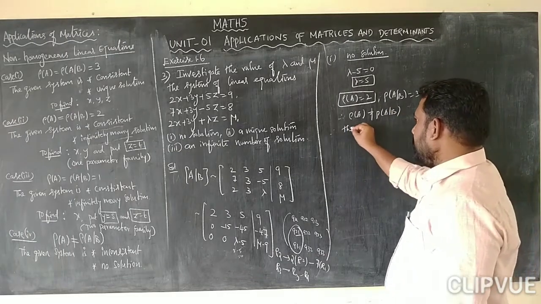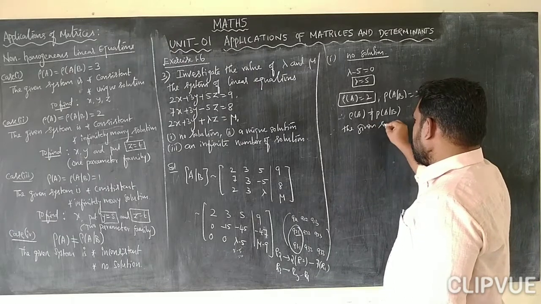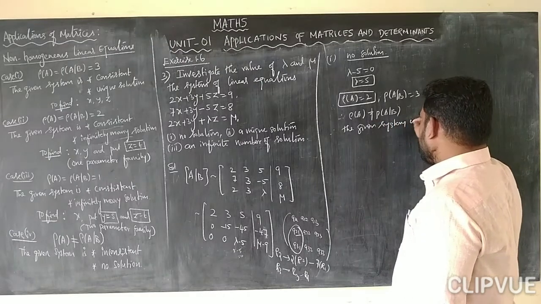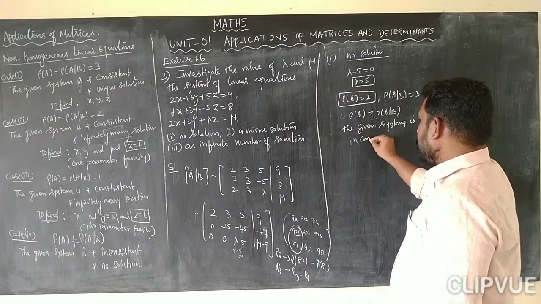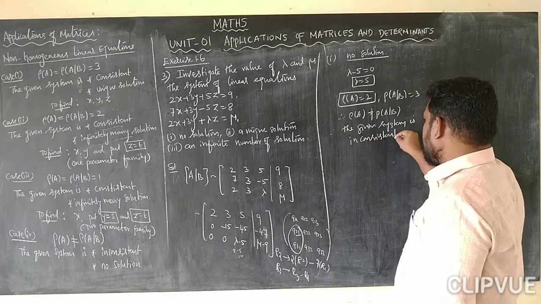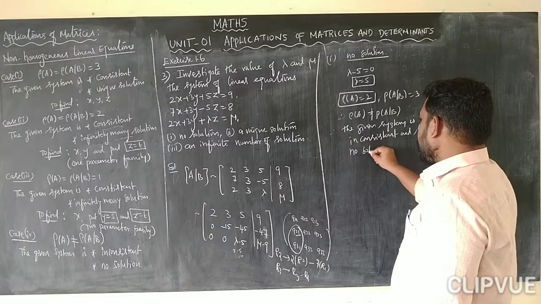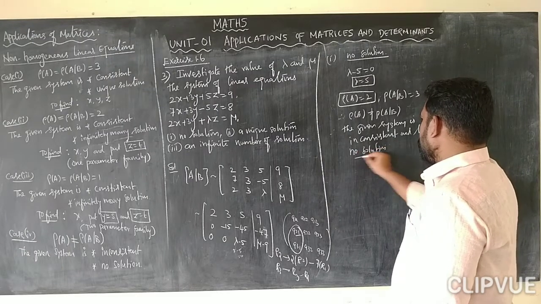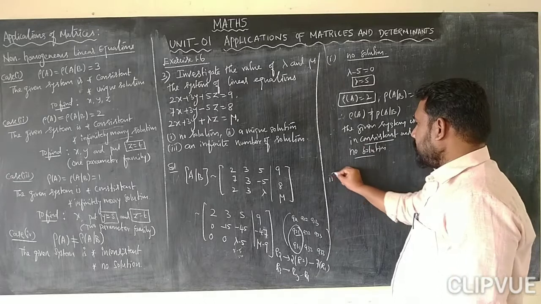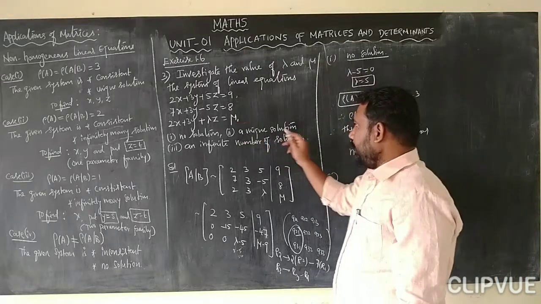Okay. Therefore, P of A not equal to P of A difference B. Therefore, the given system is inconsistent and has no solution. Okay. Case number 2, a unique solution.